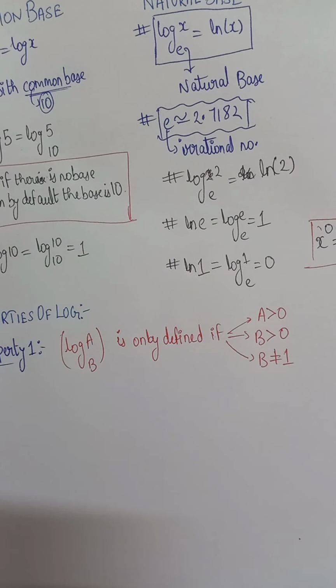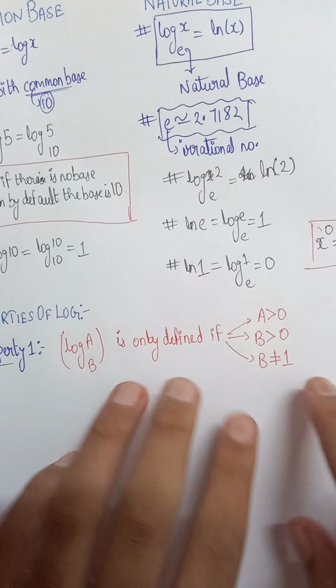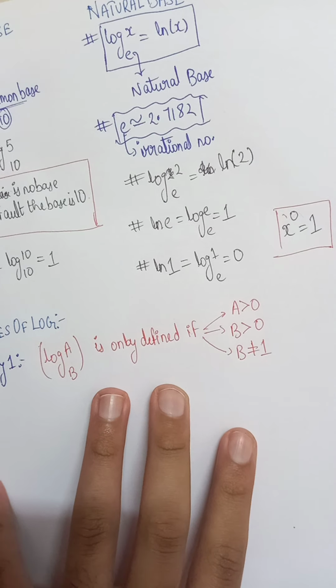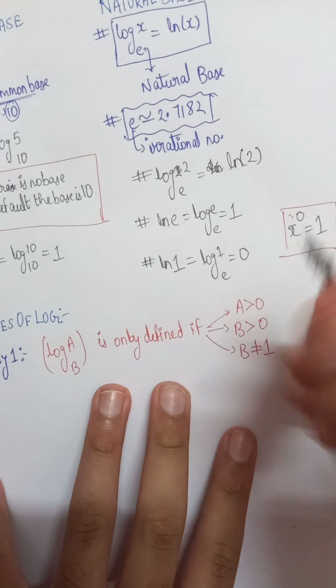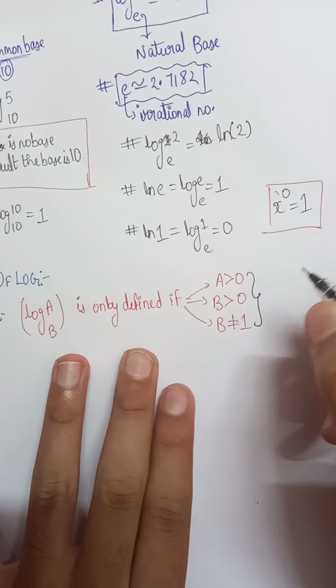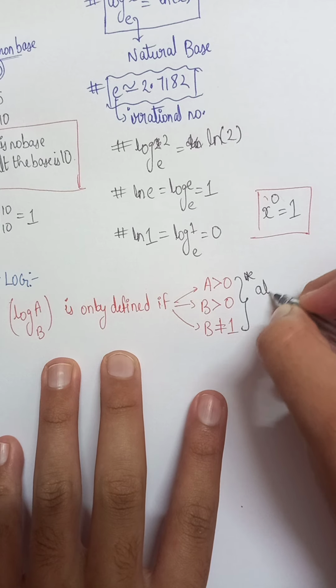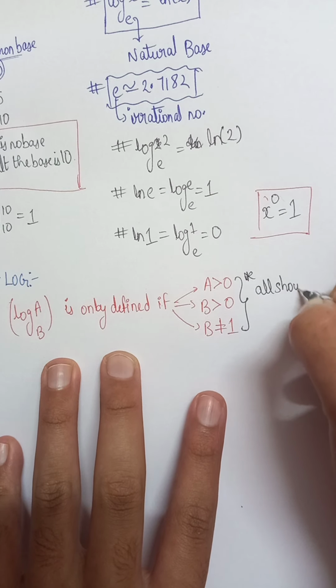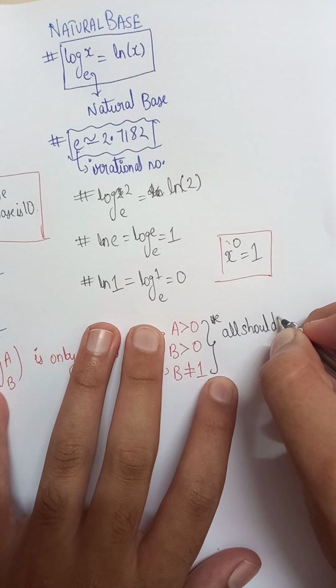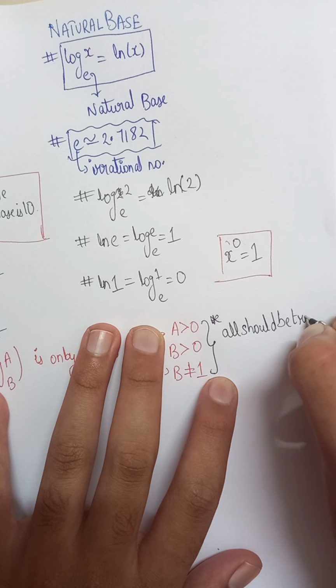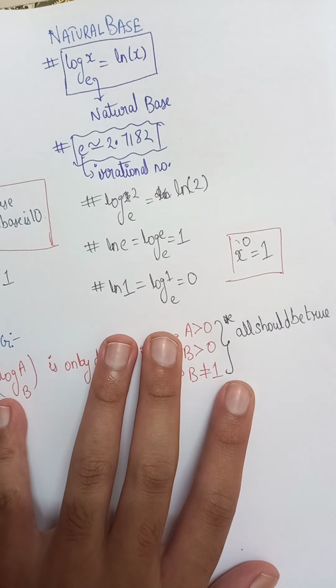Why should b not be equal to 1? Because 1 to any power is 1 only. If you keep 1 to the power 1000 also, you will get the answer as 1. So that's why the base should not be equal to 1. An important thing to remember is that all these three conditions should be true.